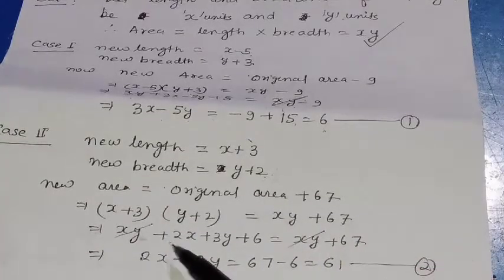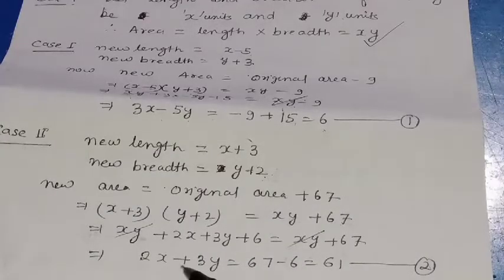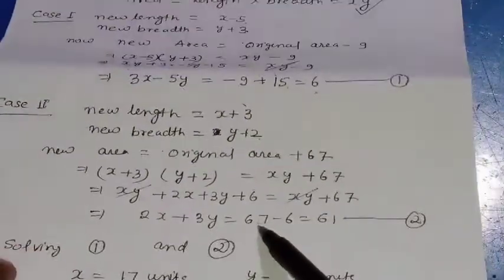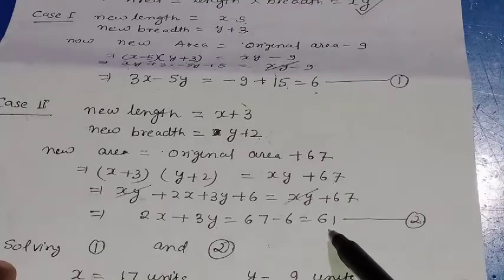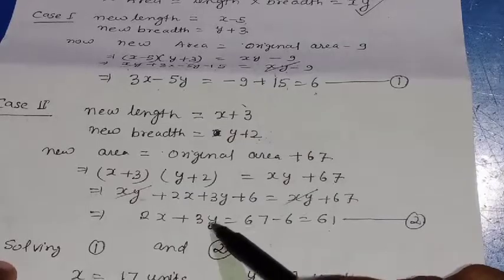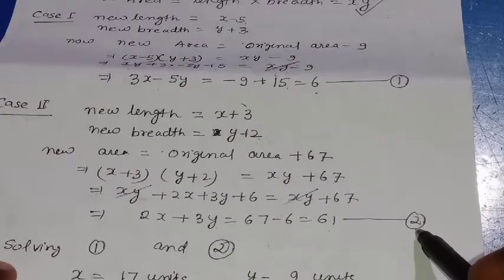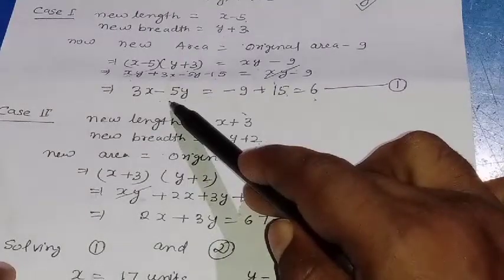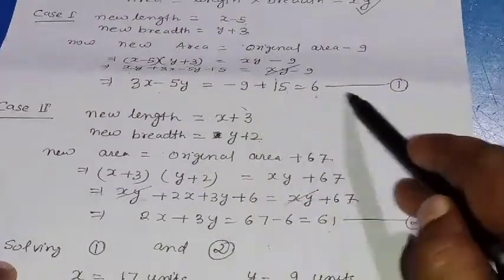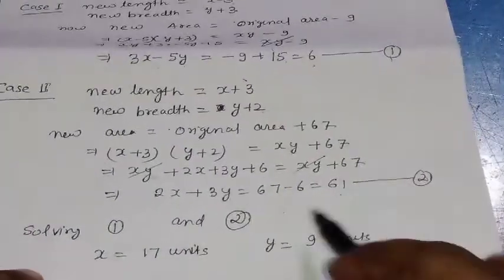We'll solve it. xy and xy will be cancelled and you will get the equation 2x plus 3y is equal to 67 minus 6, that is equal to 61. We'll mark it equation number 2. This equation 2x plus 3y equal to 61, which we have considered as 2, and the equation 3x minus 5y equal to 6, which I have considered as 1, we will solve together. You know the process of solving.